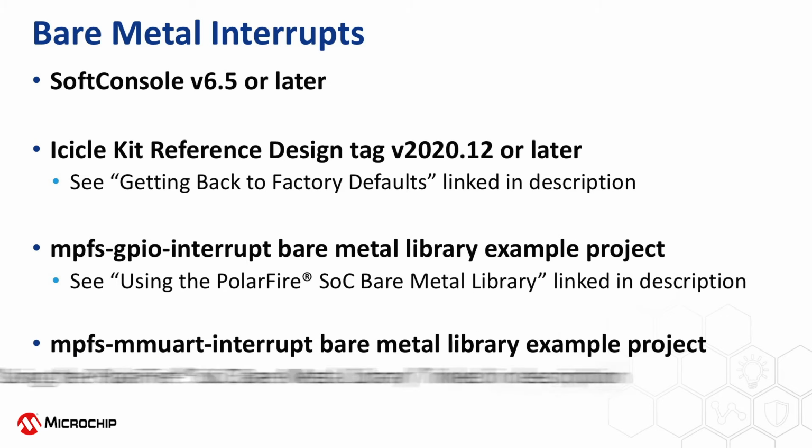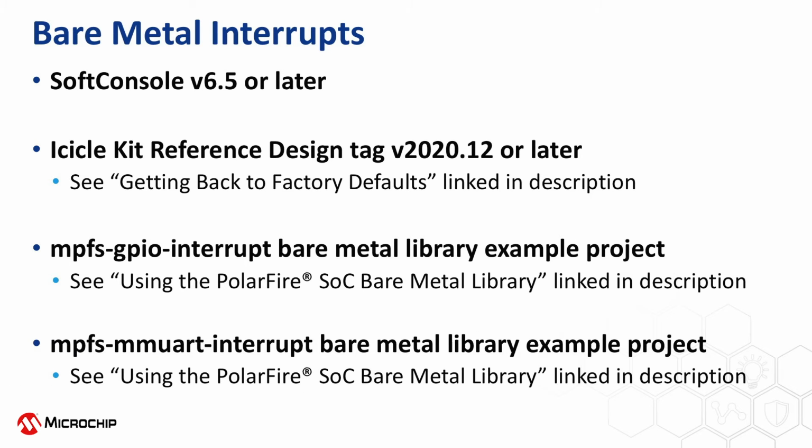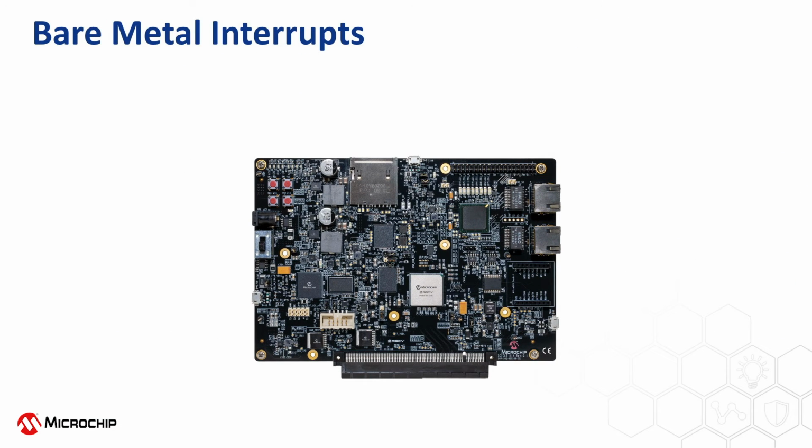We will also use the MPFS bare metal UART interrupt example project to show some of the interrupts. It's also available from the bare metal library. To program and test your board, ensure that the power cable is connected to the power connector shown here. For programming and debug, a micro USB cable should be connected to port J33 on the left of the board.